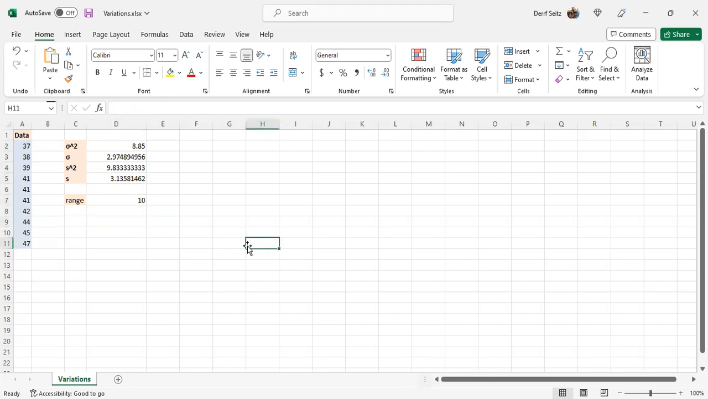Or if you don't want to use the spreadsheet, you just want to use the functions, you know the names now. var.p, stdev.p for the population parameters, and then the sample variance and the sample standard deviation are the sample statistics. Remember that parameters apply to a population, they both start with P, and statistics apply to a sample, they both start with the letter S.